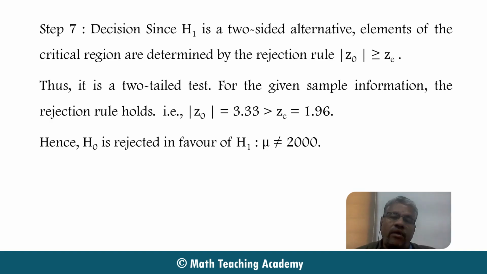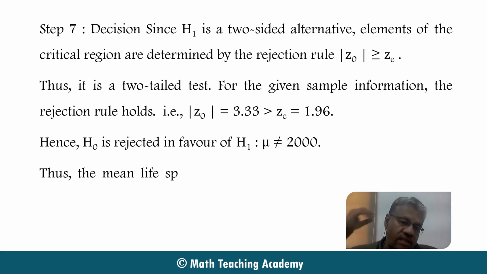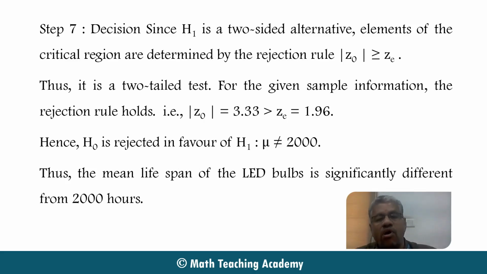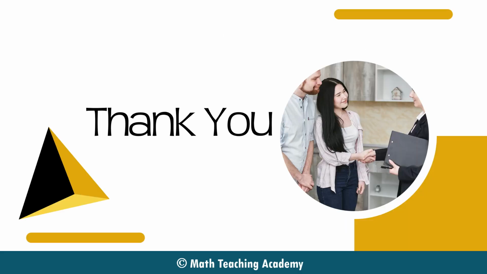Therefore, accept H1. What is H1? H1 is nu not equal to 2000. That is, there is a significant difference in the mean life of LED bulbs produced by the company called Havells. Hope you understand.